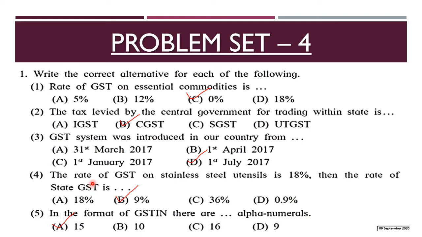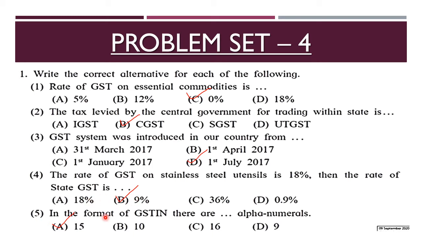The fourth is, the rate of GST on stainless steel utensils is 18%. Then the rate of state GST is, so rate of GST means the total GST is 18%. Then the state GST will be half of it, that is 9%. Because we know that from the total GST, half the percentage goes to central government and half the percentage goes to state government. So state GST will be 9%.